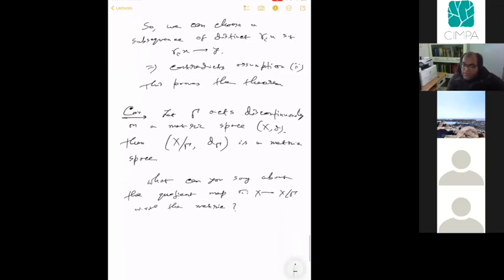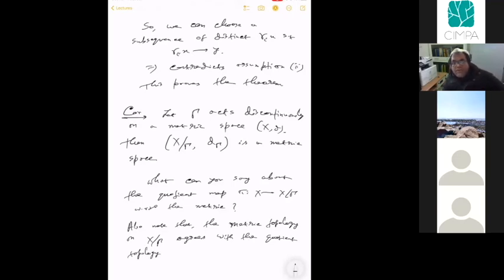I will remark that, also note that the metric topology on X mod gamma agrees with the quotient topology. Okay, so just you just try to see it.